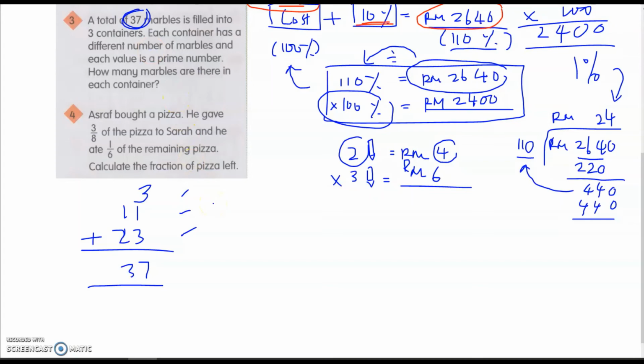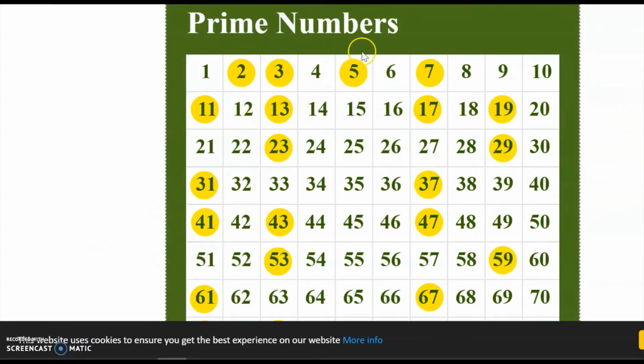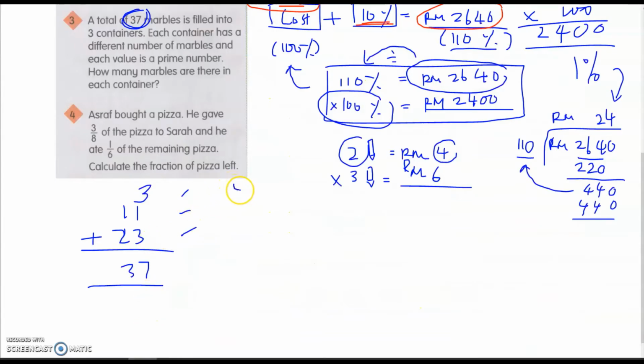Another answer will be 5, 13 and 19. 5 is a prime number, 13 is a prime number, 19 is also a prime number. So we choose 5, 13, 19. Let's add them up. Because 3 containers, so we have 3 numbers. 5 plus 13 is 18, 18 plus 19 is 37. Also 37. As long as you get 37, your answer is correct.